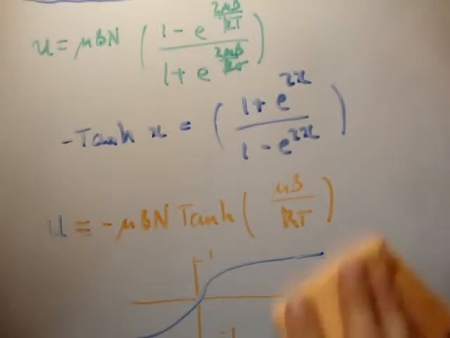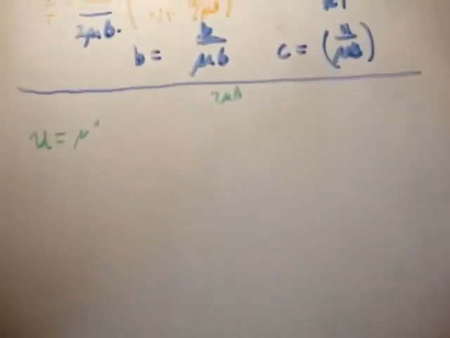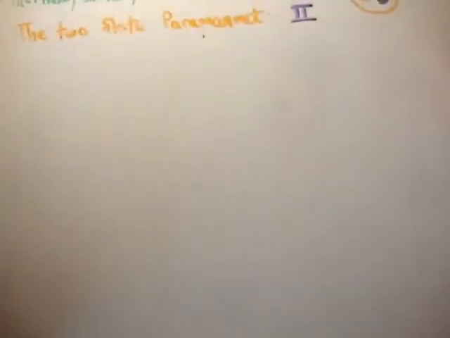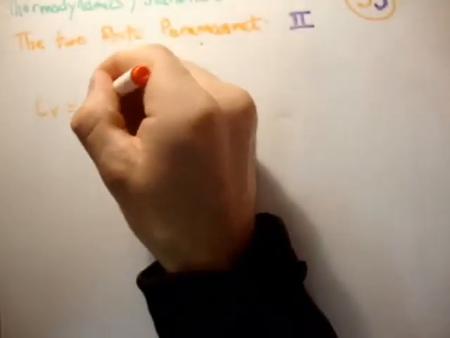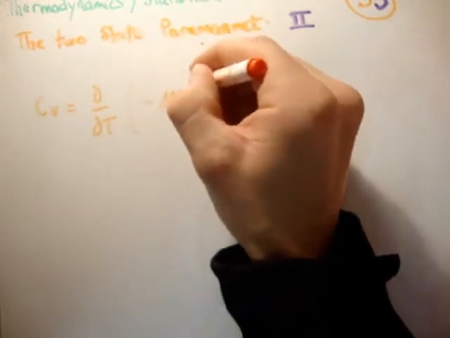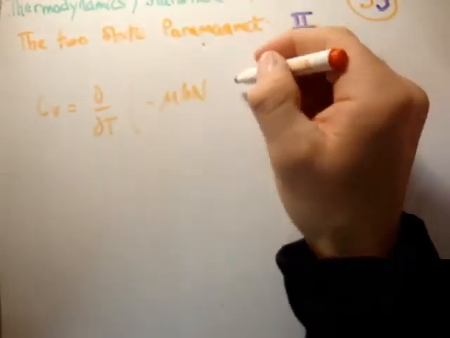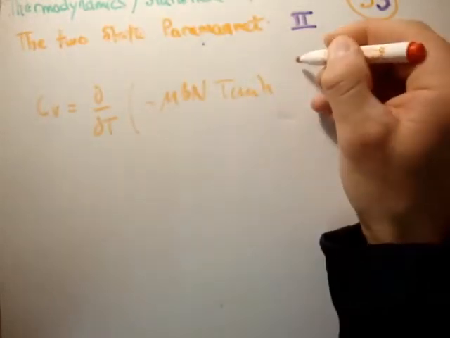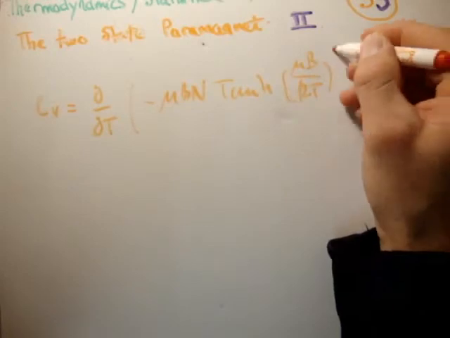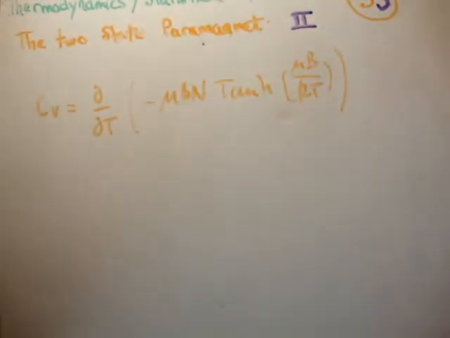So the next thing we need to do is get the heat capacity. Well, the heat capacity is pretty straightforward because it's del U del T. So what we have is as follows. We need to get C sub V is equal to del del T of minus mu b n hyperbolic tangent mu b over kt. Boom. Okay? So look, it's just a small bit of differentiation.